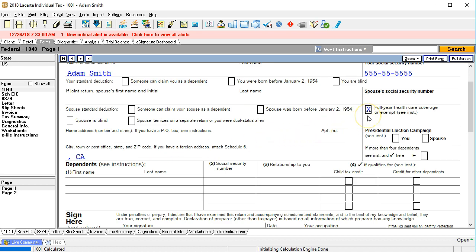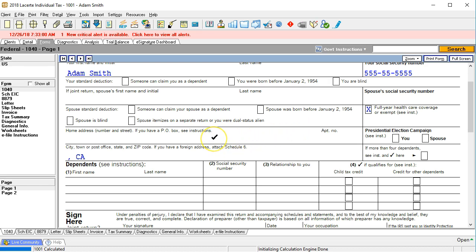We're going to say that this is a full year health coverage. That means that we had health coverage for the full year and won't be subject to any penalties for the Affordable Care Act. If this is not checked, then we may have some information that would be related to the Affordable Care Act, some payments, some added tax or penalty for it.